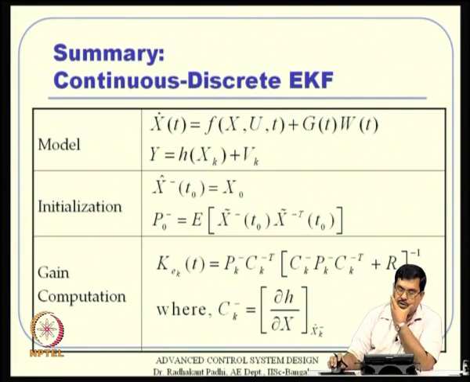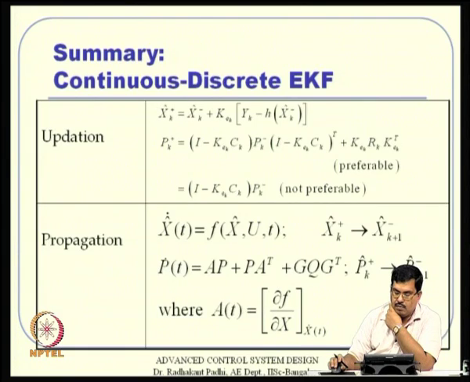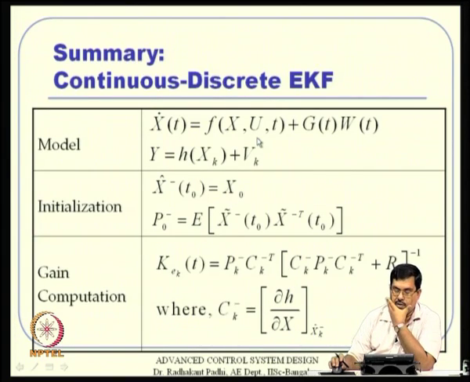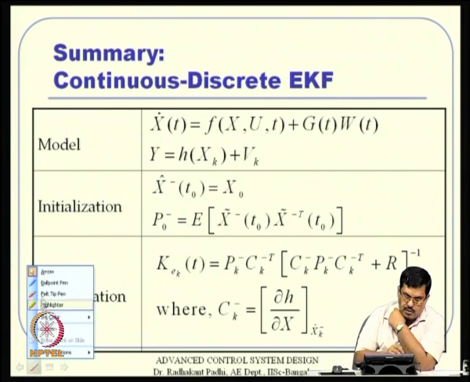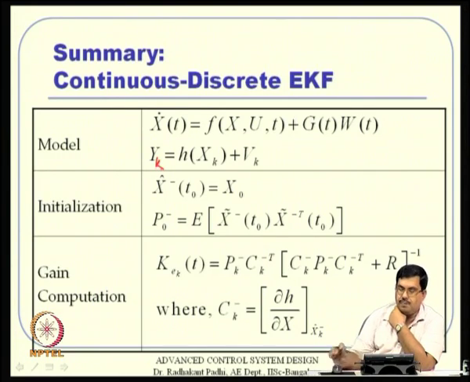Now, what is the summary of this? The entire derivation will not go through probably, but the summary is something like this. We have a system dynamics like this, where f of x, u, t is the nonlinear system dynamics, remember that. But we still assume that the noise part is additive and appears linearly. And the output is again a nonlinear expression plus v_k. Remember the system dynamics is continuous, but the measurement is discrete, so probably you can put a k.